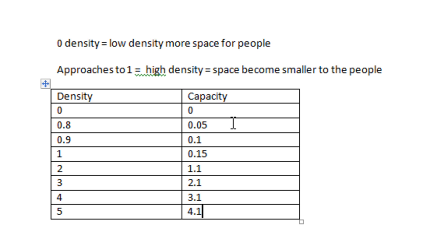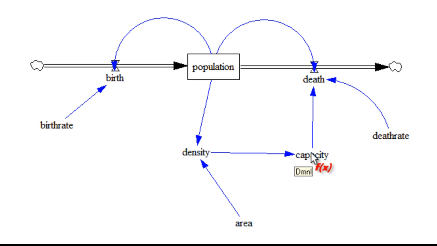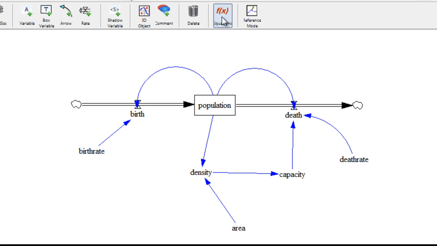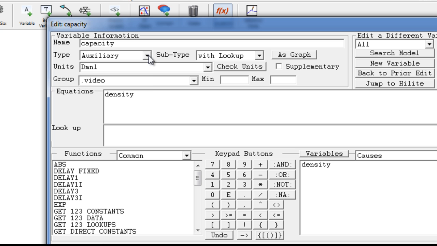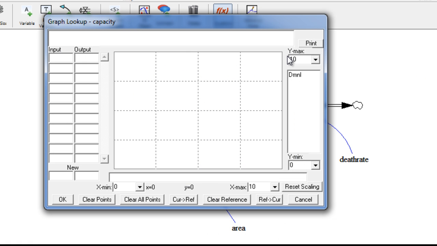The capacity will reduce to the death 0.05, and these are the lookup table. Now, how are we going to put the lookup table into the model? Take the equation over here, click the capacity. You see this one is type auxiliary and subtype is normal. Now change into with lookup, not this one, because this one also has a lookup, but you take this one, which is still auxiliary. We take the subtype with lookup.